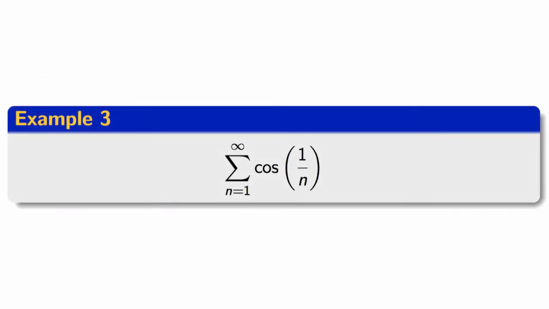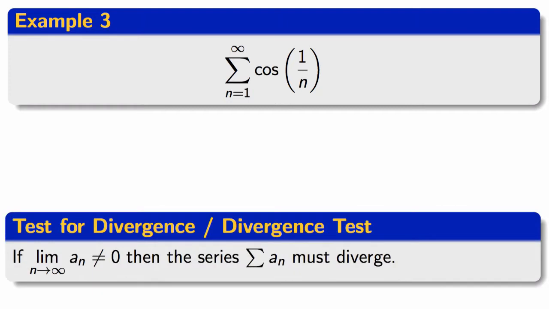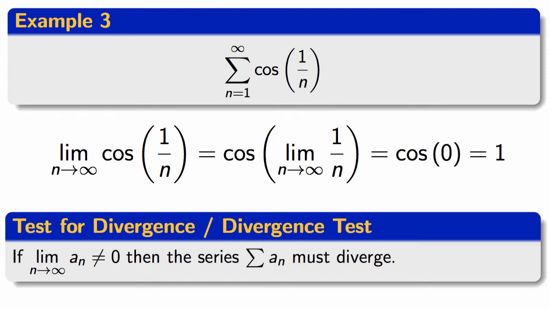Here we have the series whose terms are cosine of 1 over n. It's always a good idea to try to apply the test for divergence when encountering an unfamiliar series, as it is the easiest of all series tests that we will have. Since the limit of cosine of 1 over n is 1 as n goes to infinity, the divergence test immediately says that this series must diverge.